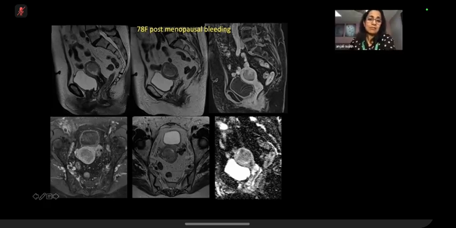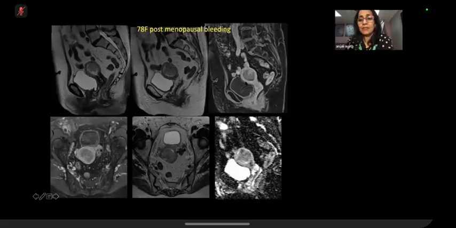Okay, so this is endometrial cancer. Okay, this is endometrial. You've described it nicely. This is endometrial carcinoma. So we can see an intermediate signal mass occupying the endometrial cavity. If you look in the non-contrast T2 images, it will look slightly brighter than the outer myometrium.